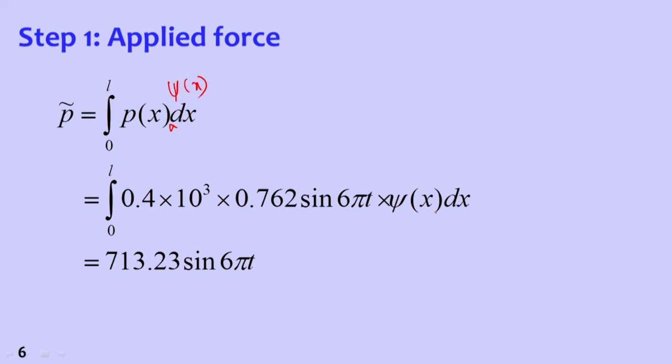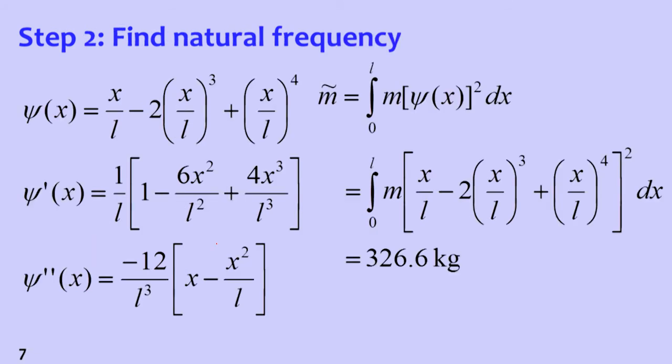Psi x. So this is a force which is applied sinusoidally. Then psi x dx. So all put together we are getting this value, 713.23 sine 6 pi t. So 6 pi is the forcing frequency. Then step 2, let us find out the natural frequency of the system.